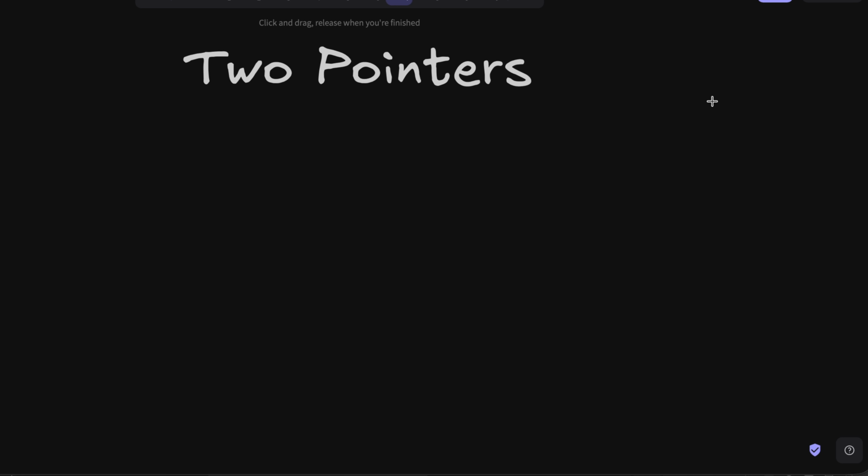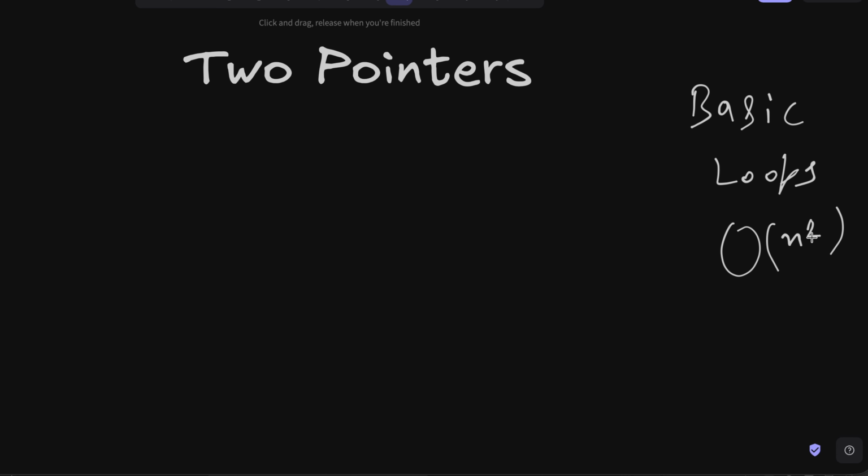Now before we go ahead, I am assuming you have a basic understanding of programming. You know how loops work, you know what is big O of n square, you know all this basic stuff. I'm assuming you understand them, and only then are you able to come to this point to learn two pointers.